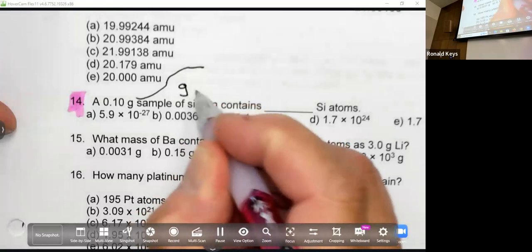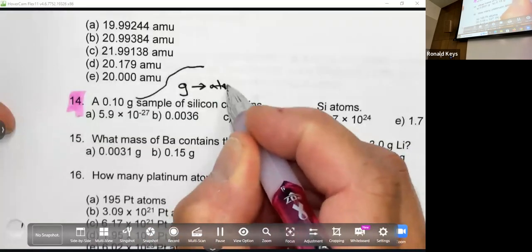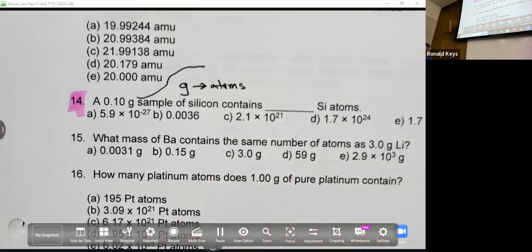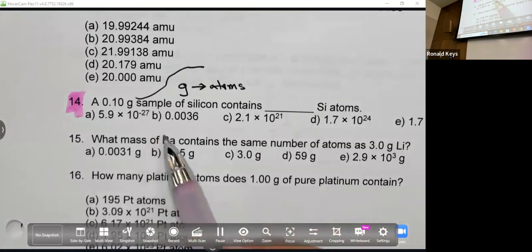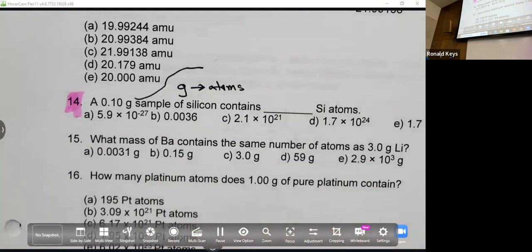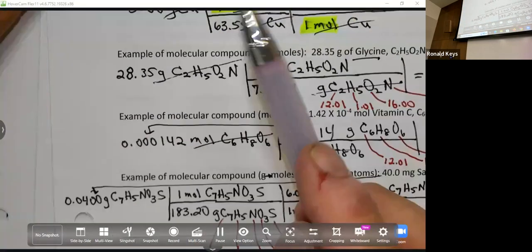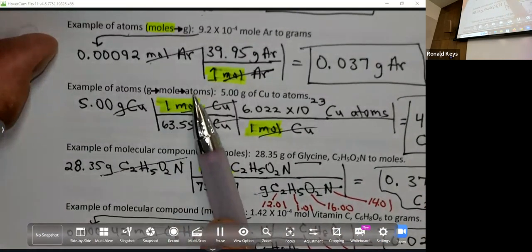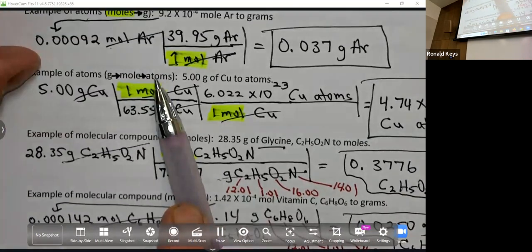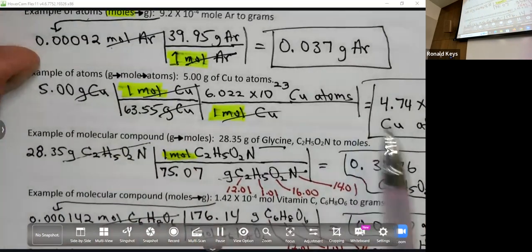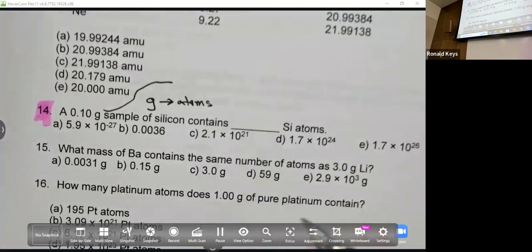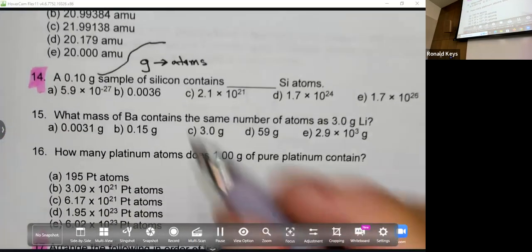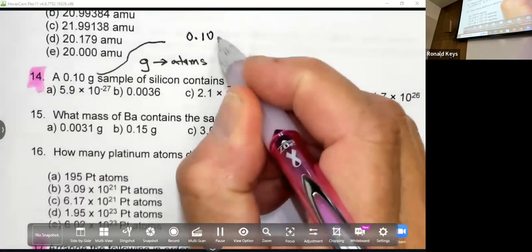So this is going to be grams to atoms. Now, you should try to follow what we did previously. We have grams and we want atoms. So previously, you want to match that up. And you want to do your homework as soon as possible. So grams, here it is. Grams to moles to atoms. So this should match this example right here. So you're going to go grams to moles to atoms. So if we do this real quick, we'll set it up.